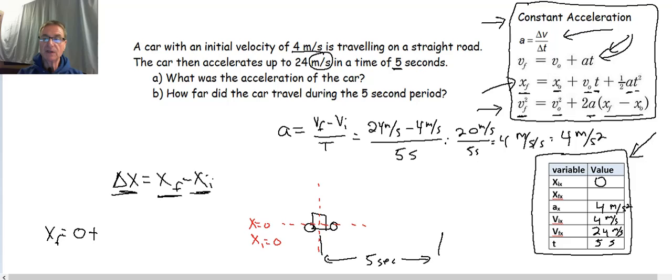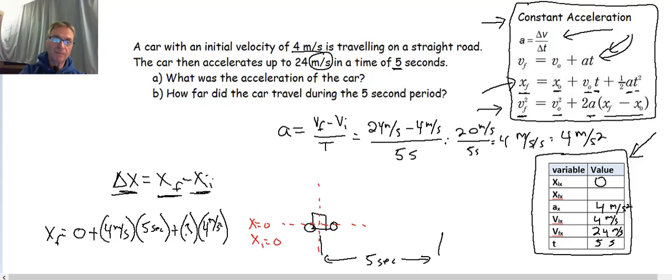So x final will equal x initial, which is 0, plus v0 times t. Well, v0 is v initial, so that's going to be 4 meters per second, times t, which is 5 seconds, plus a half, 0.5, times a, which is 4 meters per second squared, times t squared, 5 seconds squared. Okay, I'm just running out of room there.